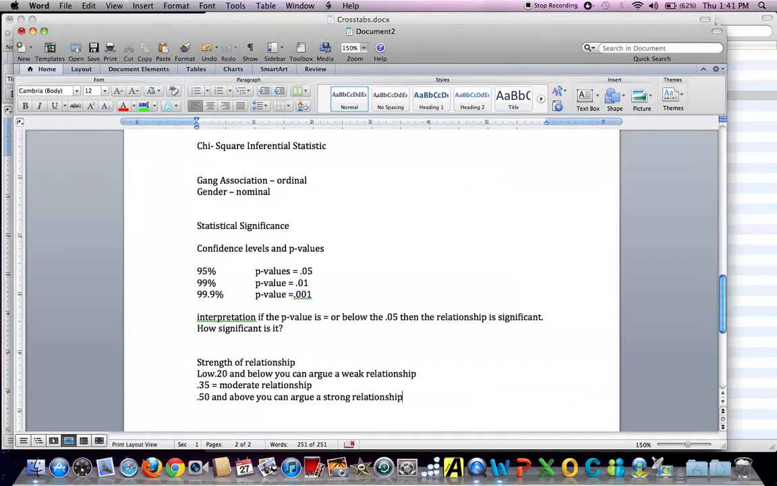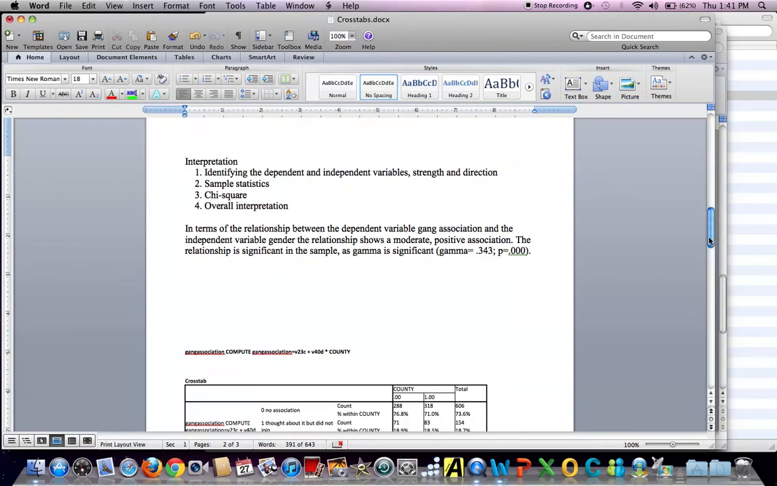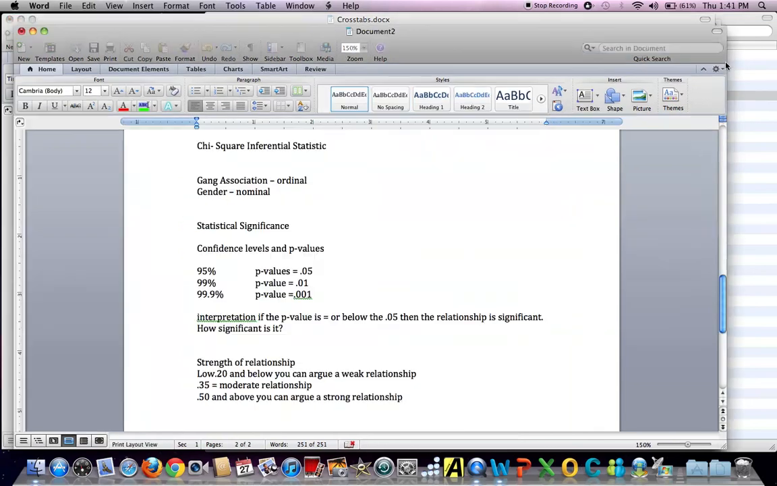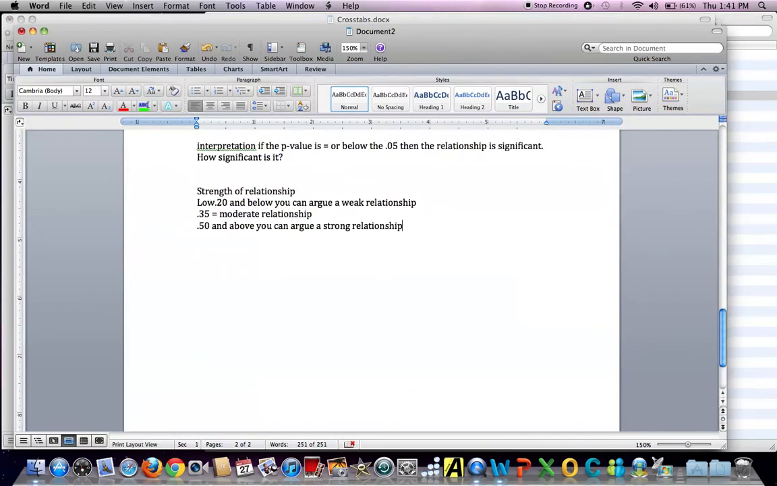Now the chi-square. Chi-square is our inferential statistic, and there are some things you have to know about it. Chi-square's minimum value is 0, but it has no maximum value. It can be as high as it is, to infinity.